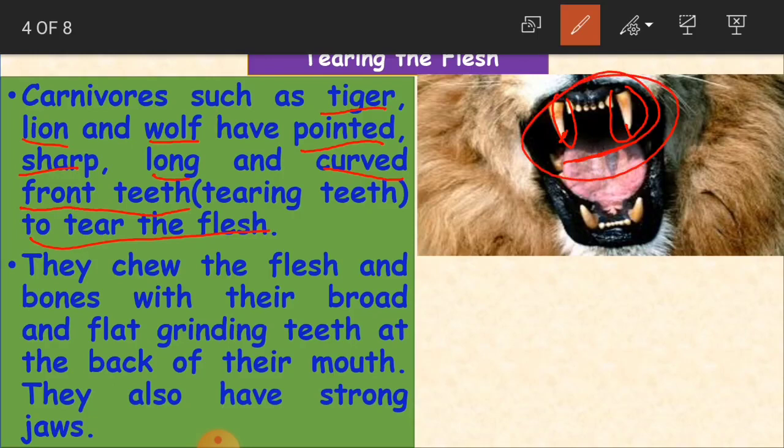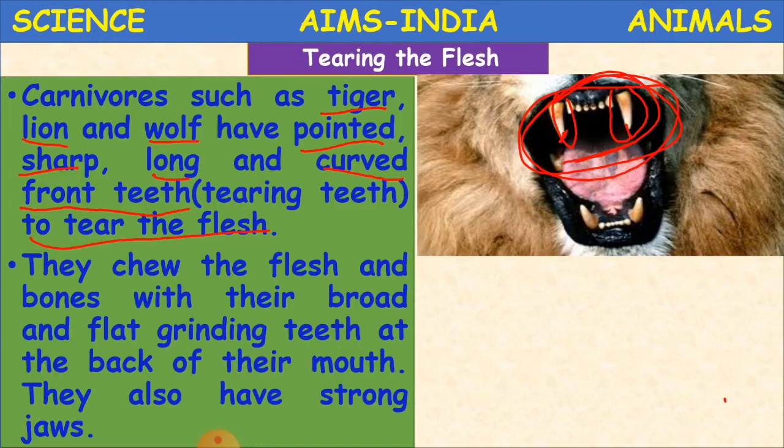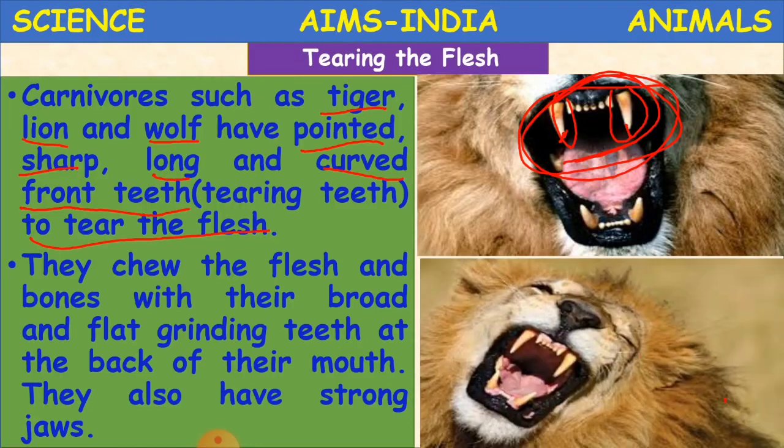If they catch any animal, they'll tear it. They tear the flesh of the animal. For this, they'll use these teeth. Clear, children? They chew the flesh and bones with their broad and flat grinding teeth at the back of their mouth. So these are the front teeth. Inside the mouth you will have their back teeth.